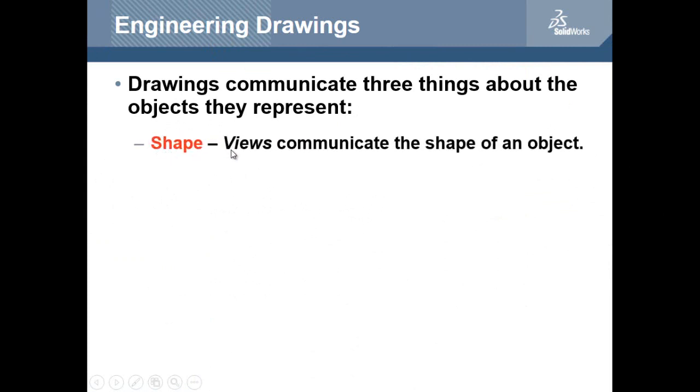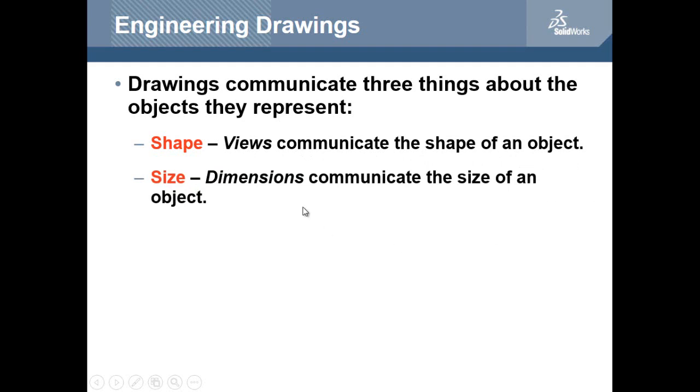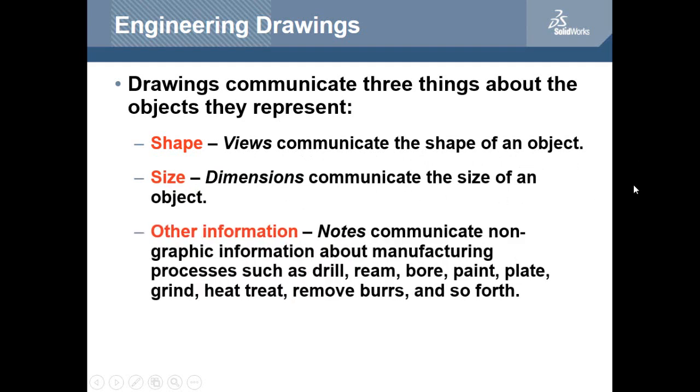The shape: views communicate the shape of an object. The size: dimensions communicate the size of an object. And other information: notes communicate non-graphic information about manufacturing processes such as drill, ream, bore, paint, plate, grind, heat treat, remove burrs, and so forth.